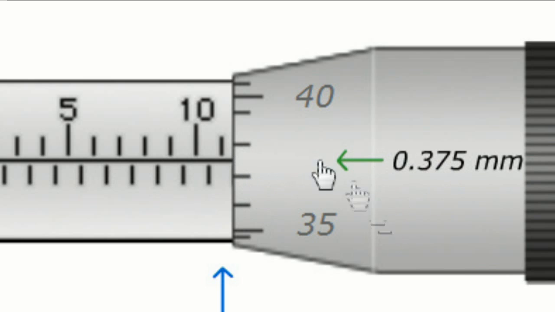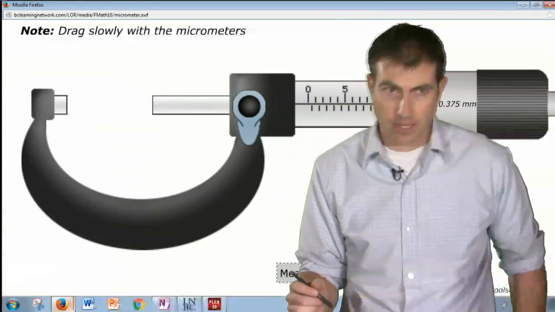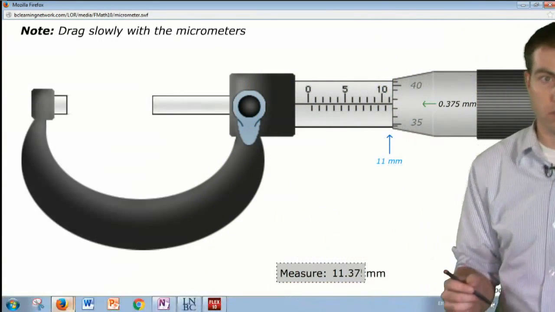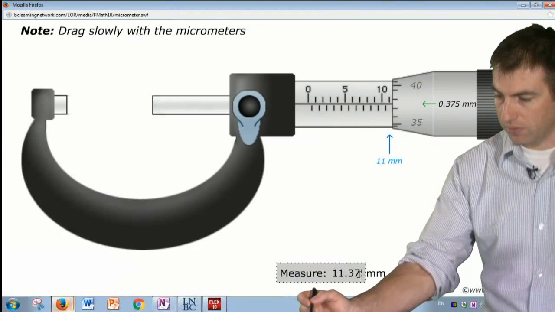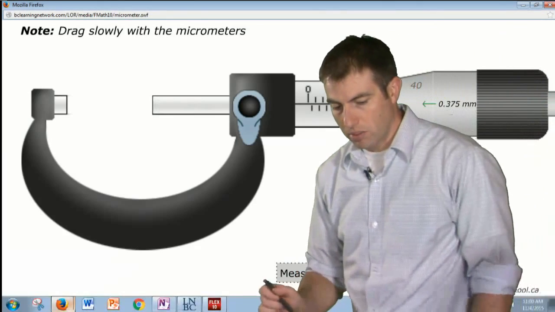So this is going to be, we have 10, 10 and a half, 11, and then we have 0.35, 3.6, 3.7. This is 3.8 up here, so we're at 3.75, just in the middle of the 3.7 and the 3.8. So that should be 11.375. And if I just get out of the way here for a second, you can see it's actually cutting off the 5, but you can see the 5 up here. So that's how we use a micrometer.